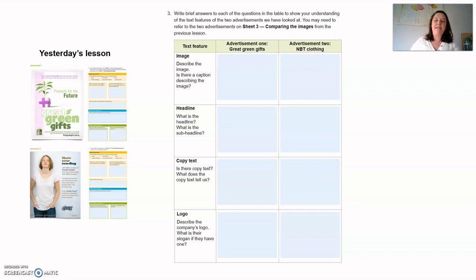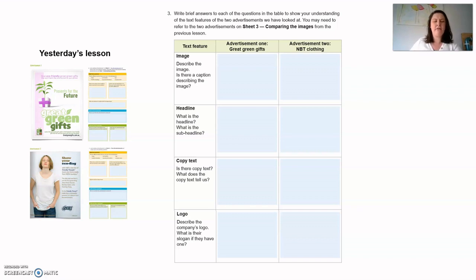Copy text. Is there copy text and what does the copy text tell us? Remember we spoke about copy text. Advertisement 1 doesn't have copy text. Advertisement 2 does because it elaborates and gives more information on what the product actually is. So the copy text goes on to talk about what they're made of, the feel of the product, and I guess maybe they touch on the purpose of the product as well. You don't have to copy it directly into the box or onto your piece of paper, but just very briefly give us a rundown of what the copy text tells us.